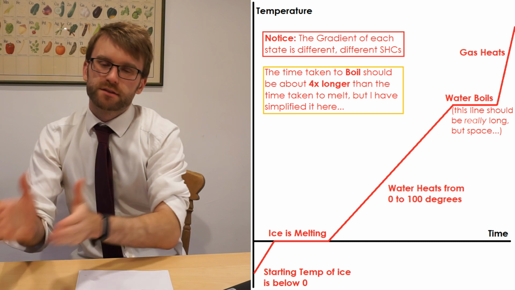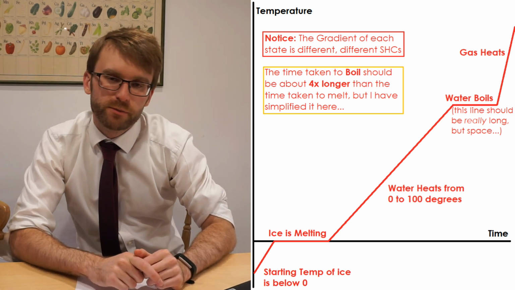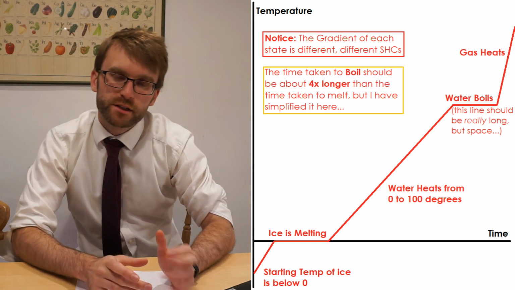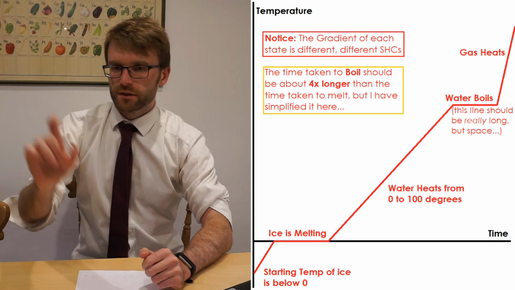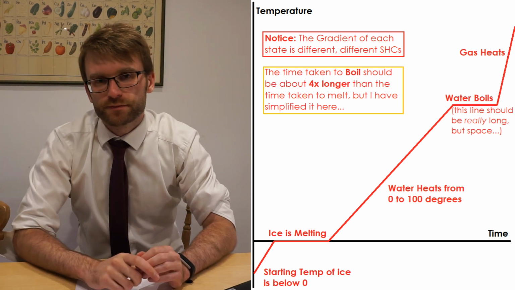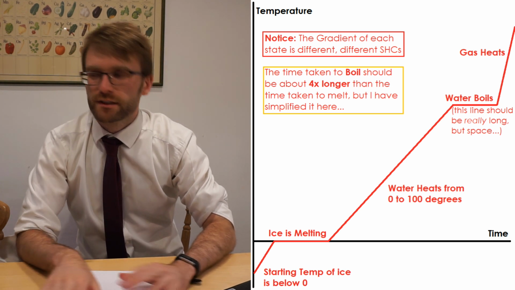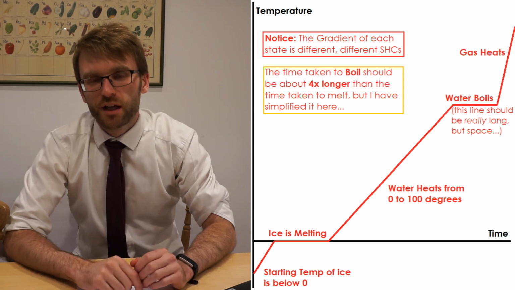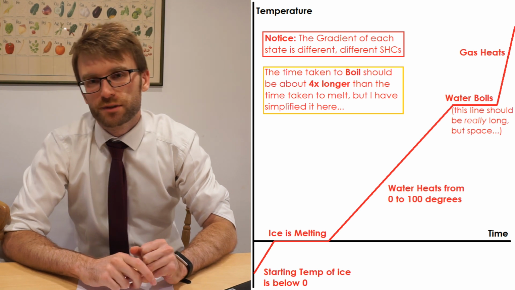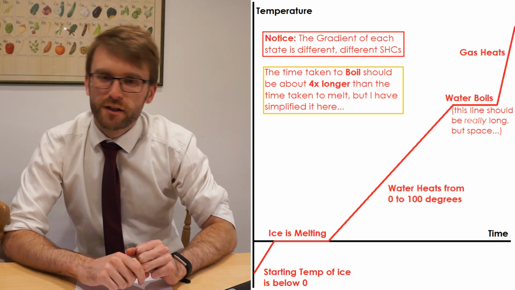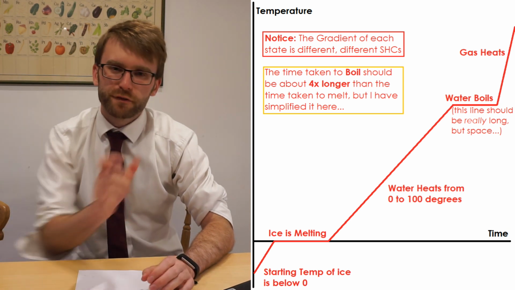Every state has a specific heat capacity, and every state's specific heat capacity is different. So you might notice that the gradient of a line for ice is different to the gradient of a line for water, is different to the gradient of a line for a gas. Why don't you Google specific heat capacity for water, ice and steam? It'll be the first thing that comes up, and compare those values. You'll find that liquid water has the highest specific heat capacity by a factor of about 2 at 4,200 joules per kilogram per Kelvin. So what are the flat areas?